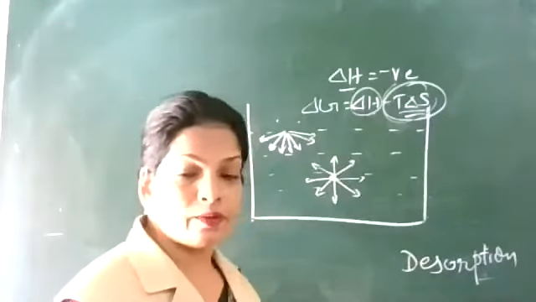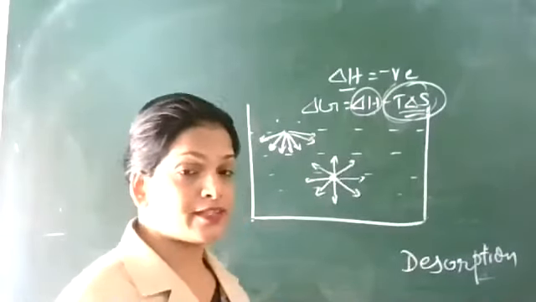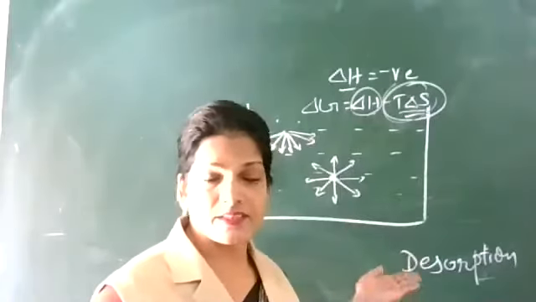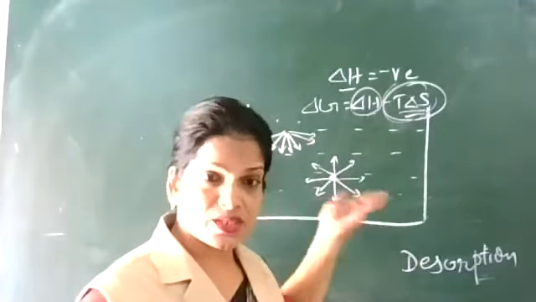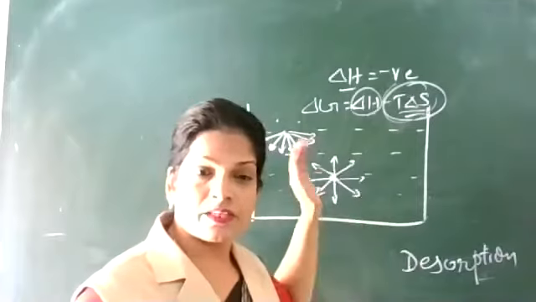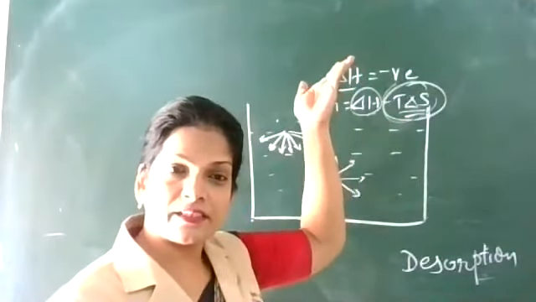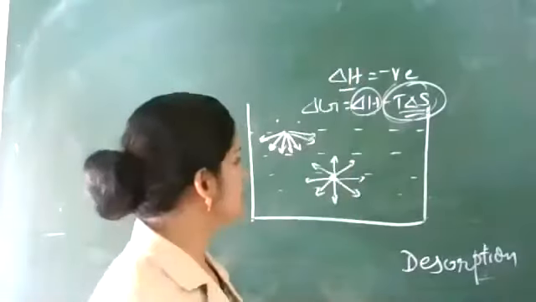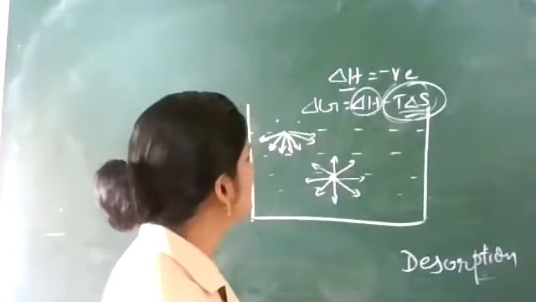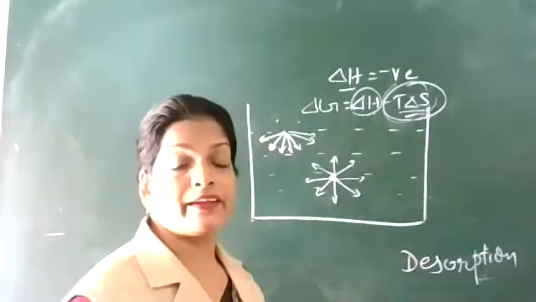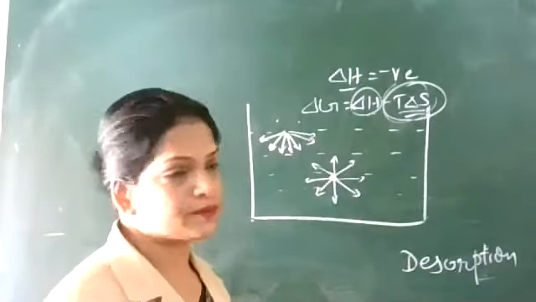There is a mechanism of adsorption. Adsorption is exothermic. Why? Surface energy is released. There was tension, surface tension, before. When these molecules get adsorbed, surface energy is released. The tension is released. So adsorption is an exothermic process.